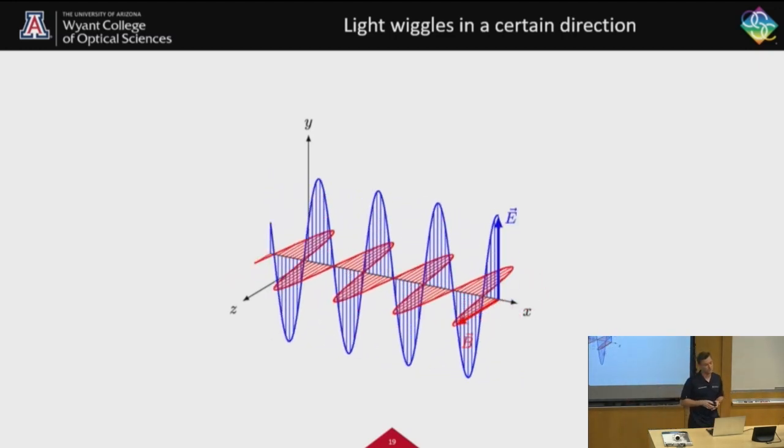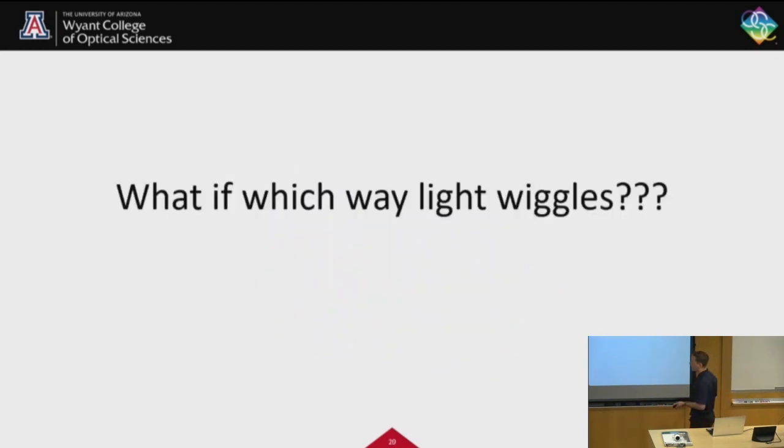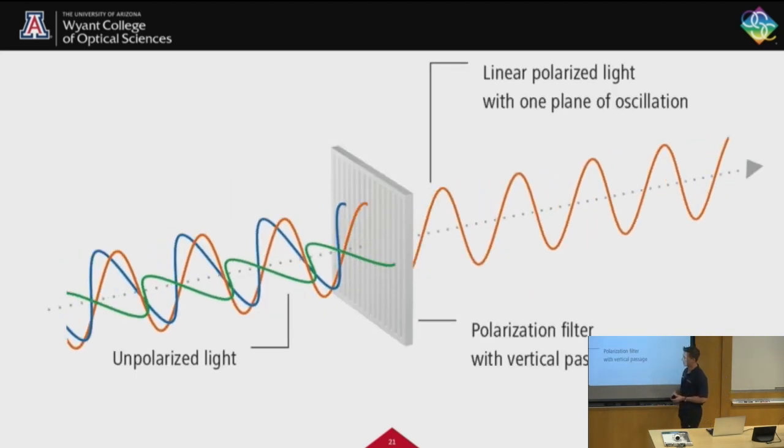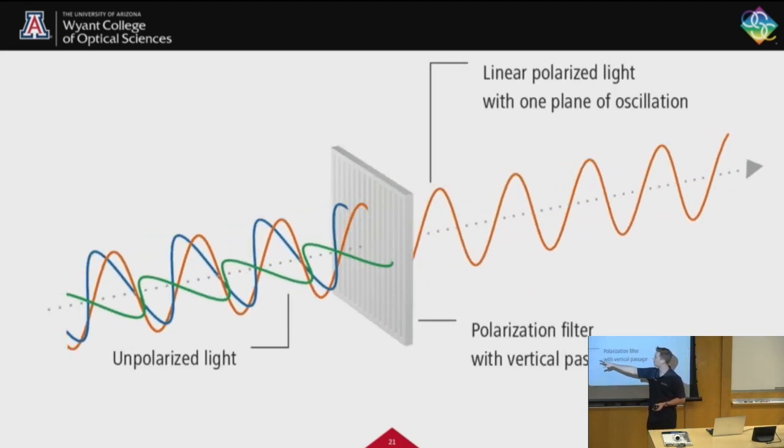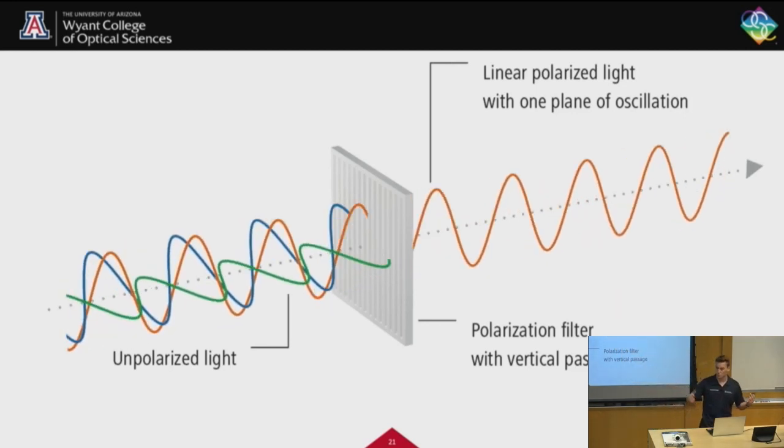Nothing too special. Yet at the same time, what if we control the way in which light wiggles? For example, let's say we have a lot of different light that comes into it, and it wiggles in all different directions. But we use what's called a polarizer, which is just a fancy word for something that lets light wiggle a very specific way. In this case, if we have a lot of different polarizations come in, we might get a single polarization that comes out, just wiggling in one direction.